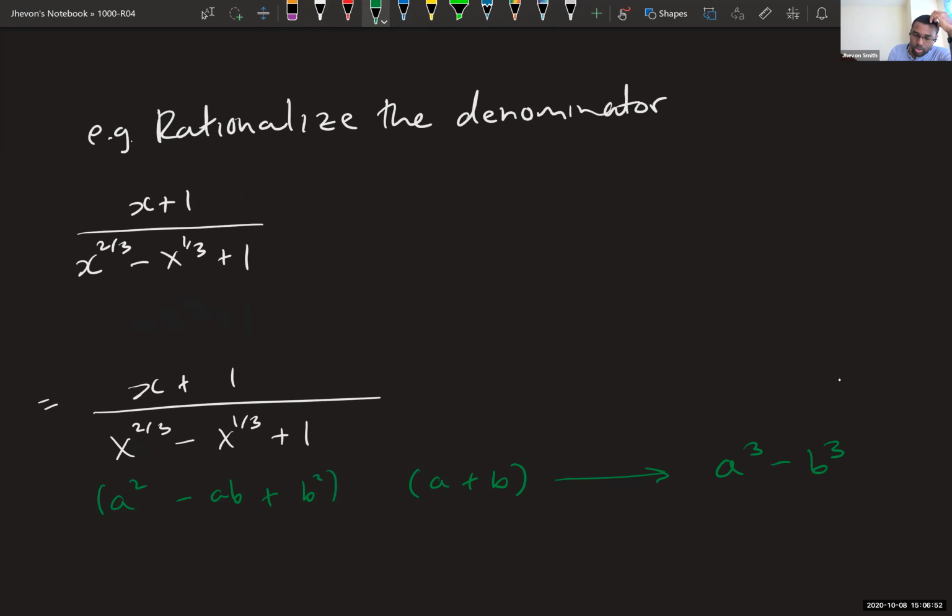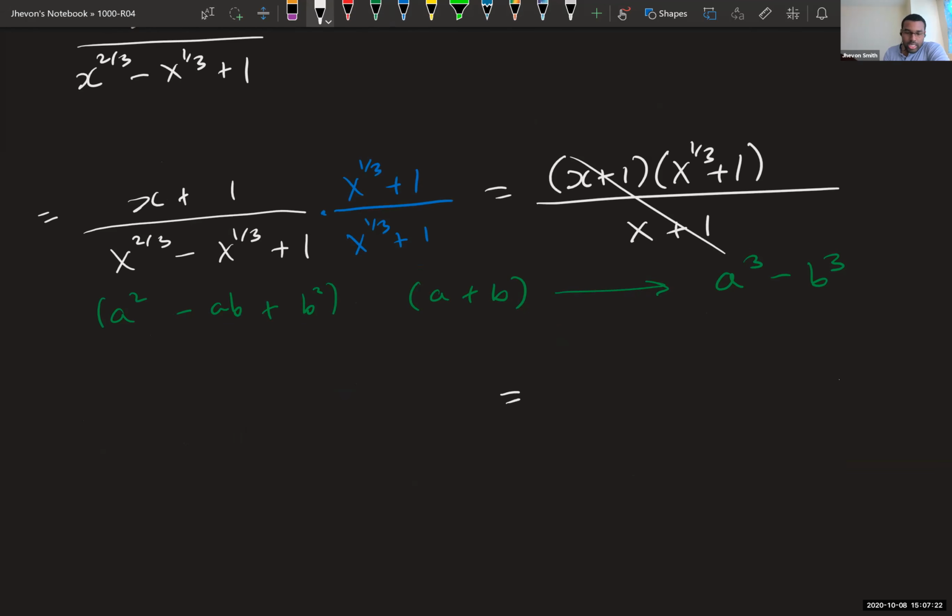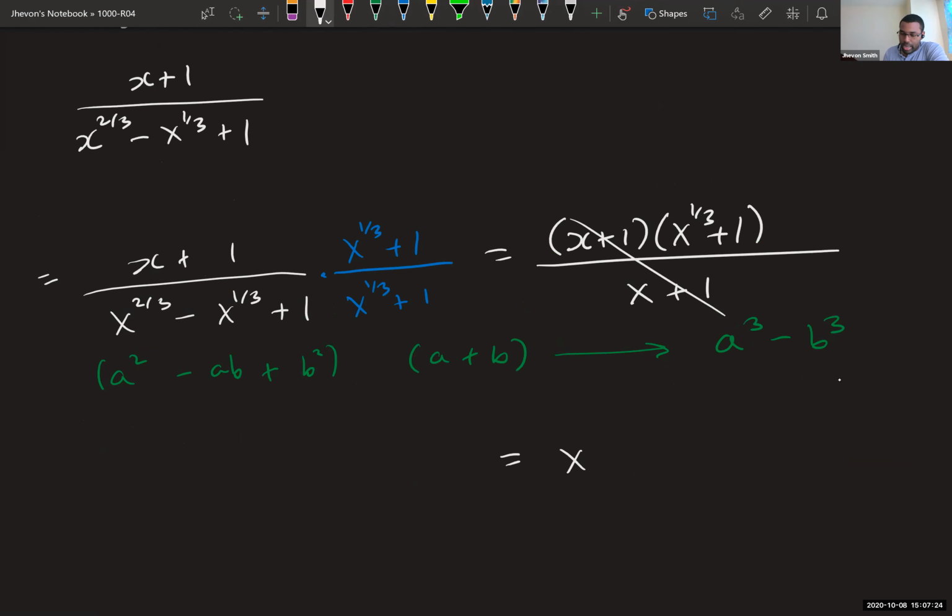And so what I can do is multiply this by x to the 1/3 plus 1, and multiply and divide by that. What's going to happen to the denominator? Well, it all becomes x plus 1, rationalized. The numerator would now be x plus 1 times x to the 1/3 plus 1. This, in fact, can simplify a little bit. So this whole thing that I mentioned here was just a fancy way of writing x to the 1/3 plus 1.